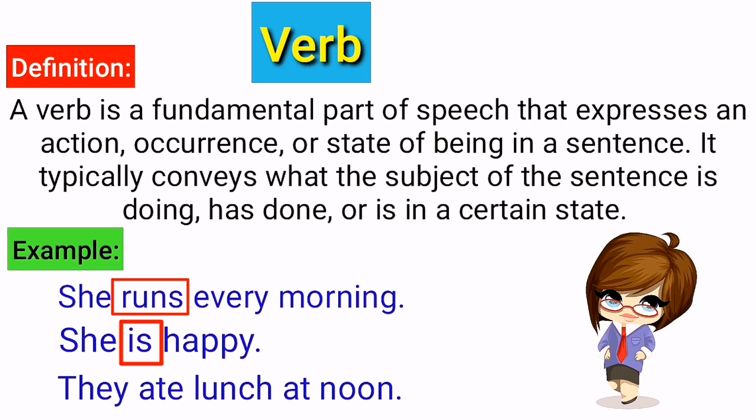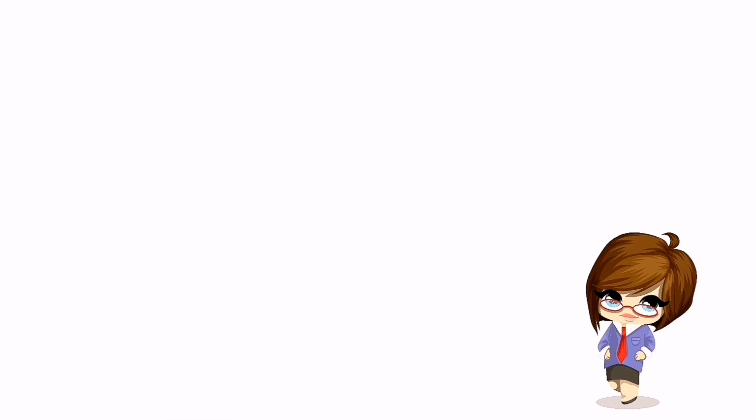They ate lunch at noon. Here again in this sentence, ate is a verb that describes the action that they performed in the past. It indicates the act of consuming food. Well, as you have understood a verb, but you haven't understood the types of a verb. Let's move and learn them one by one.